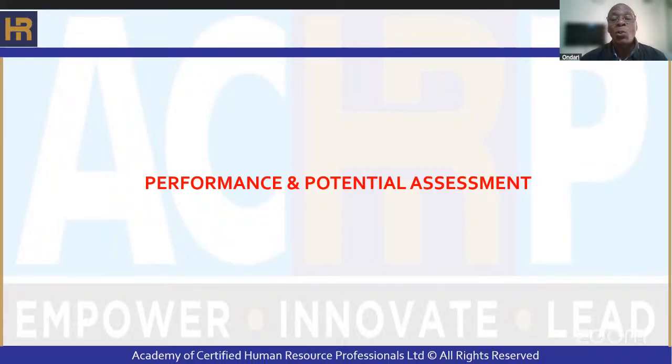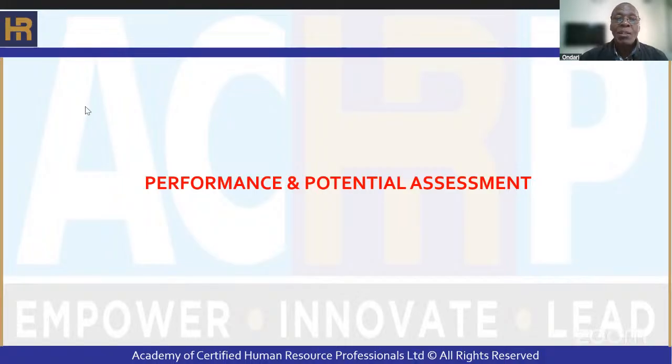Today, organizations are looking for potential because of two main things. One, organizational sustainability in terms of leadership pipeline. And two, the need for organizations to compete successfully in the market. Therefore, as we look at performance and potential assessment, we are looking at both the current performance of employees and future potential.